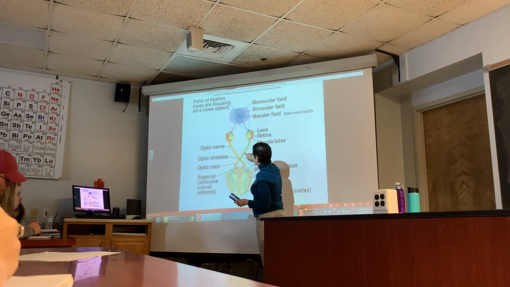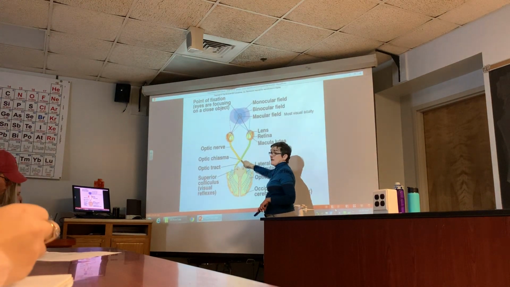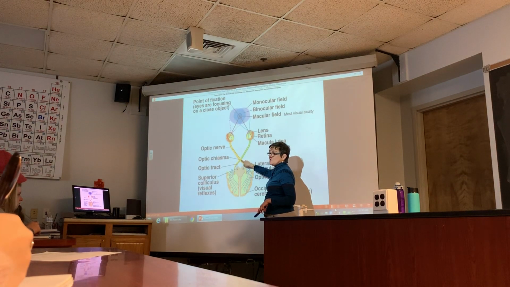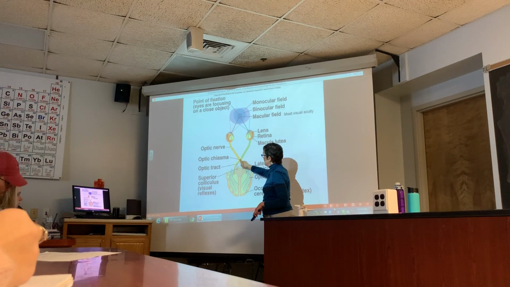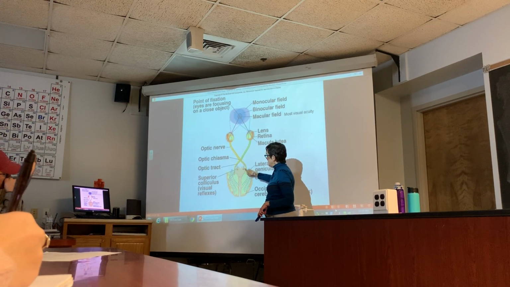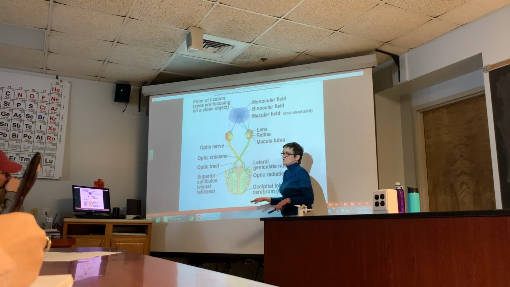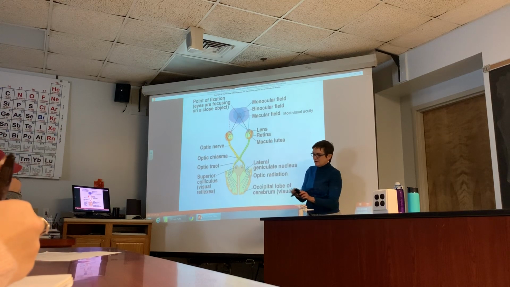So notice this is the optic nerve coming from the back of the eye. It goes to the optic chiasma, which is where some of those fibers decussate, and then the optic tract carries that information to the thalamus, and then from the thalamus it goes to the primary visual area.